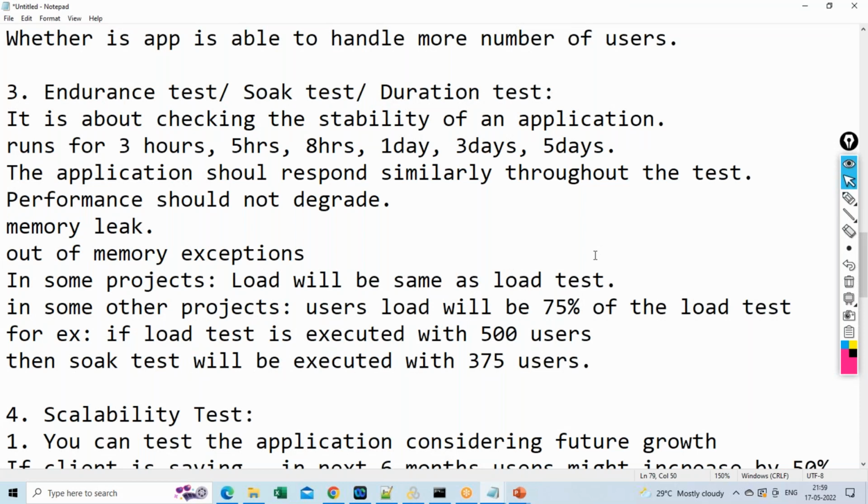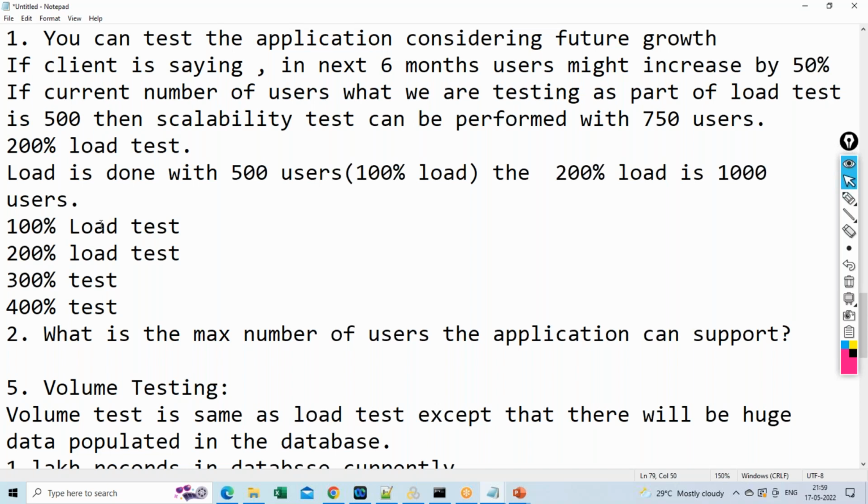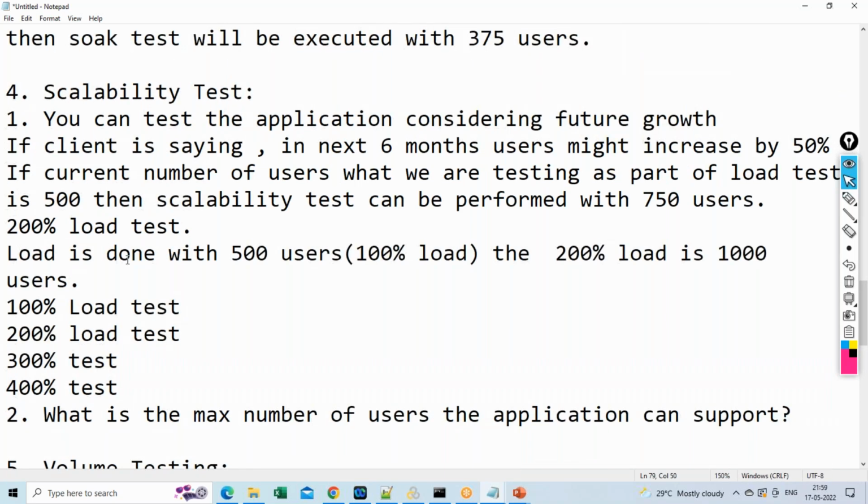See, stress testing is just testing with more number of users. That's it. But when it comes to a scalability test, the client will tell us exactly where to stop, or what the expected growth is. Should we run a 100% load test, a 200% load test, a 300% load test? How much load we should apply, the client will tell us.